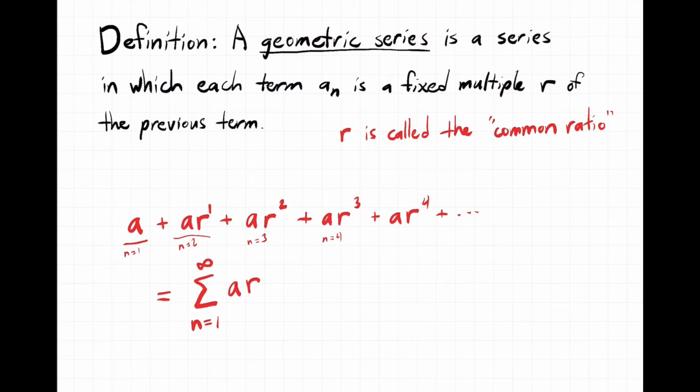The power on the r is going to be n minus 1. And this is the generic formula for an arbitrary geometric series: the sum, as n goes from 1 to infinity, of a times r to the power of n minus 1. Anything that is in the form of a geometric series, you can always write in this form and identify what the a is and identify what the r is. Let's look at some more examples.